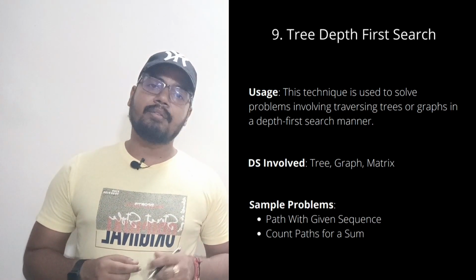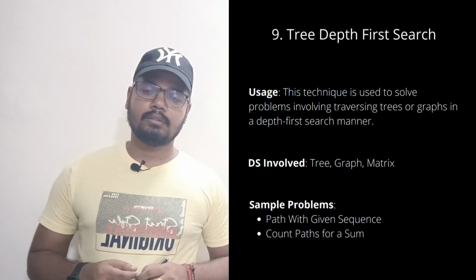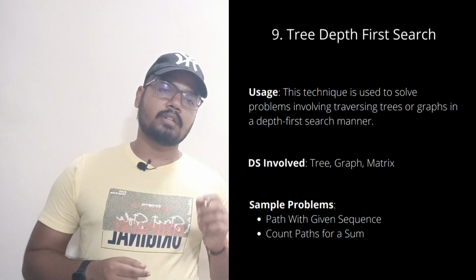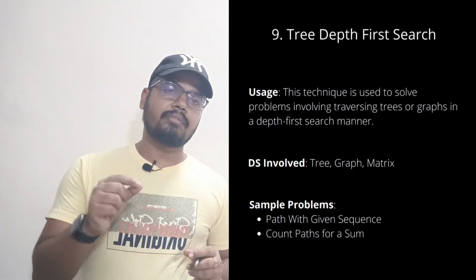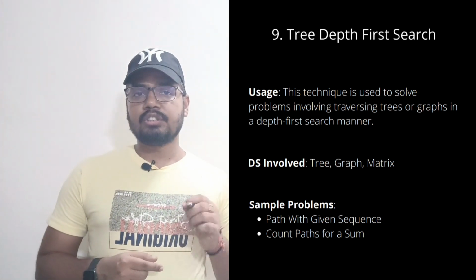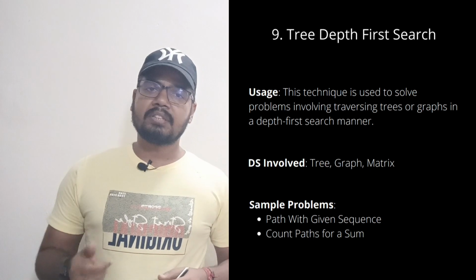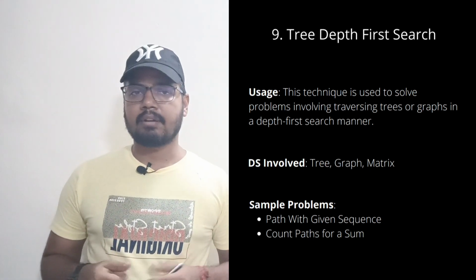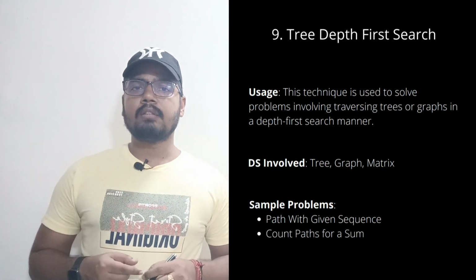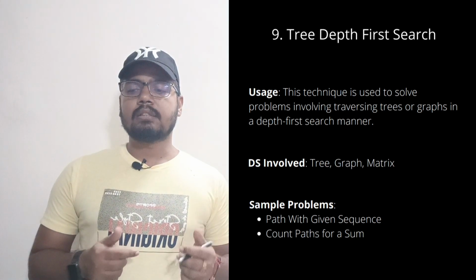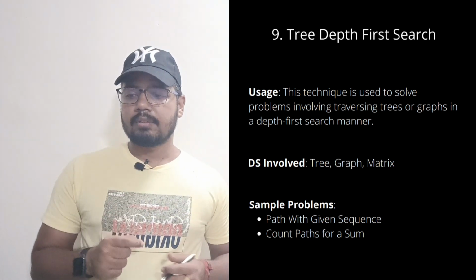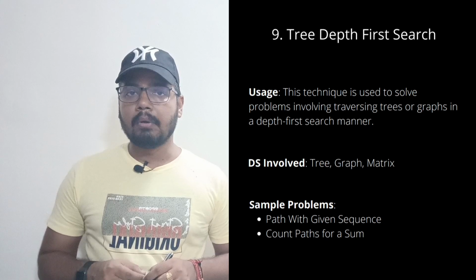The next one is DFS, depth first search. This technique is used to traverse a tree or graph in a DFS manner. The data structures involved in DFS are the same as BFS, like tree, graph, matrix, etc. Simple examples are finding a path with a given sequence, or counting the paths for a particular sum, etc.